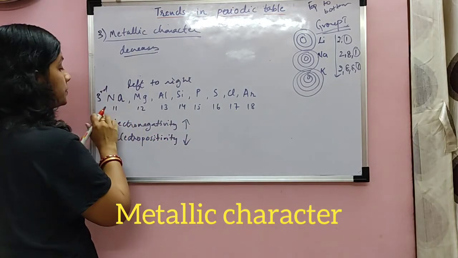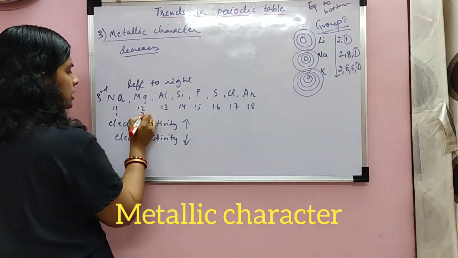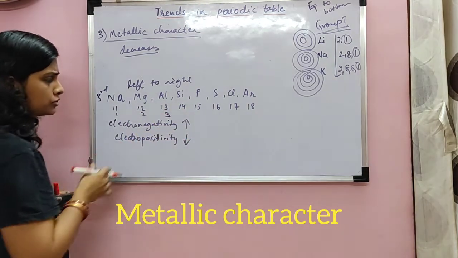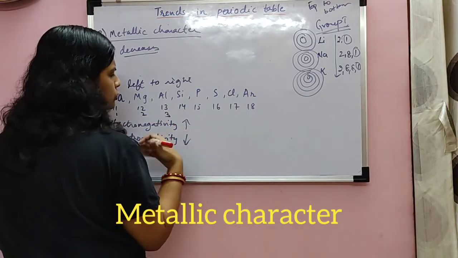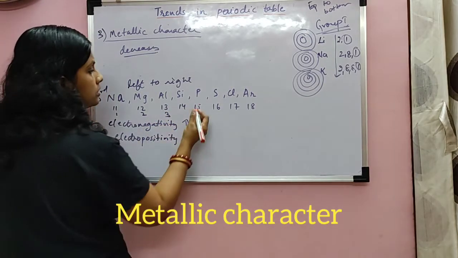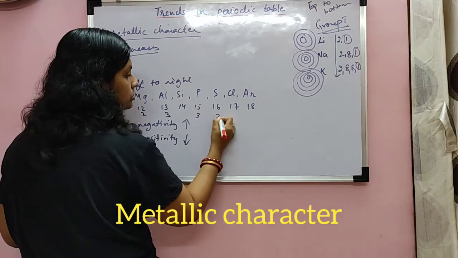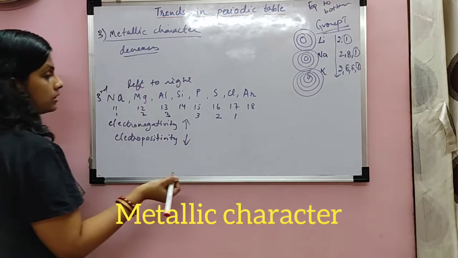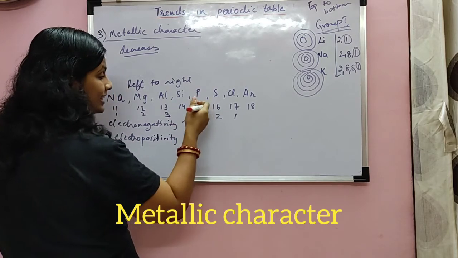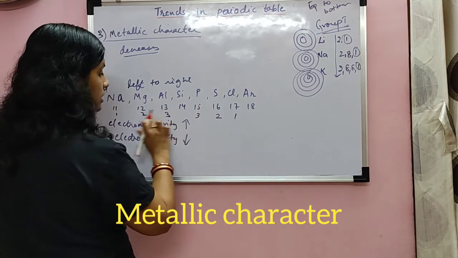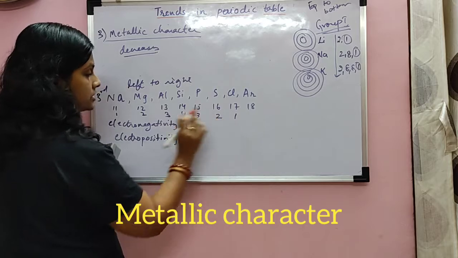So what is happening? Here it can lose 1 electron, this can lose 2 electrons, this can lose 3 electrons. It is quite difficult to lose 4 electrons, so it will just share, forming a covalent bond. This will gain 3, this will gain 2, this will gain 1. It will not lose this many because the valence electrons are 5. Here I have written the valency.